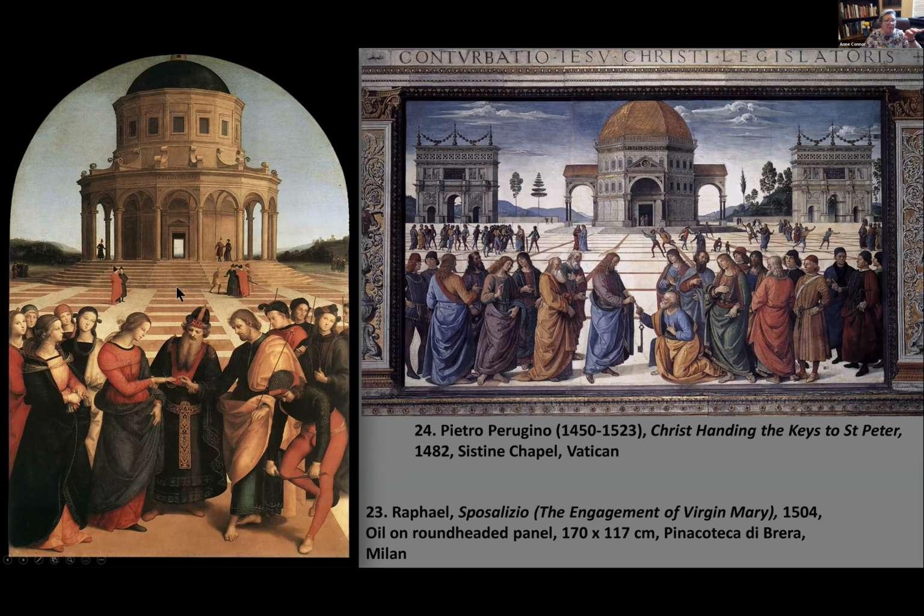And we can guess that beyond the temple, you have a similar composition. Also, instead of having the figures lined up with Perugino, we have that roundness that also is reproduced with the figures being set in a circle.